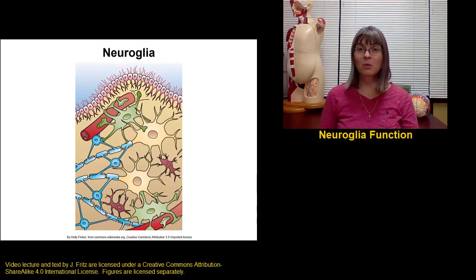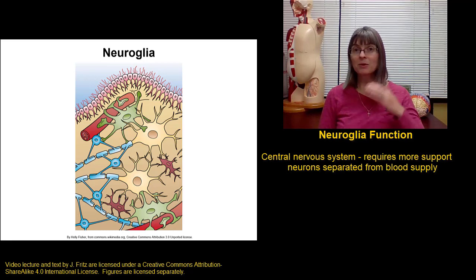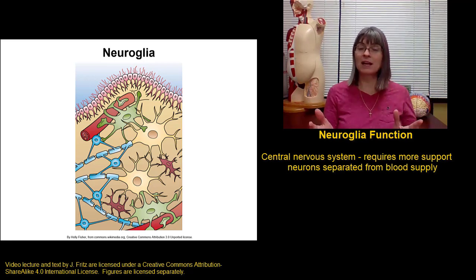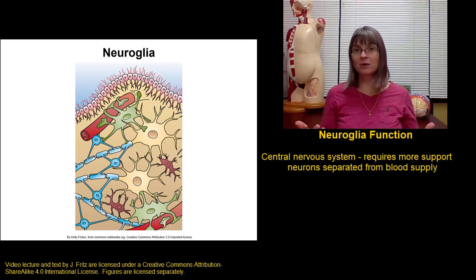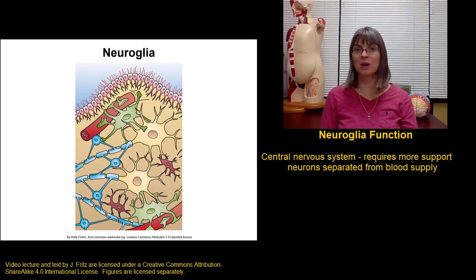These support cells are important for providing what the neurons need to be able to function. The central nervous system in particular contains a lot of glia, and this is because the central nervous system is protected by a structure called the blood-brain barrier that separates the blood supply from the brain and the spinal cord. This is important to help provide protection to those important areas and help to maintain their unique environment, but it also means that there's none of the support that comes from the blood supply, so there have to be a lot of extra glia.